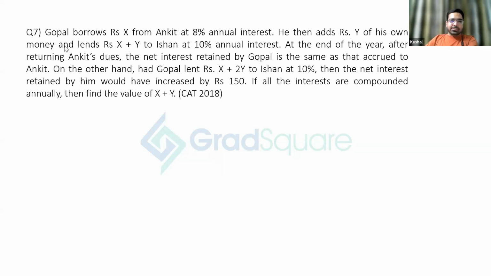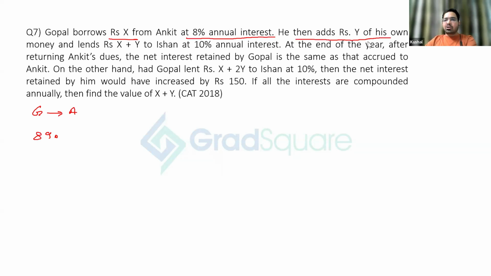It's going to be very, very interesting. Let's pay attention. Gopal borrows rupees X from Ankit at 8% annual interest. Okay, so Gopal borrows X amount of money from Ankit at the rate of 8% annual interest.